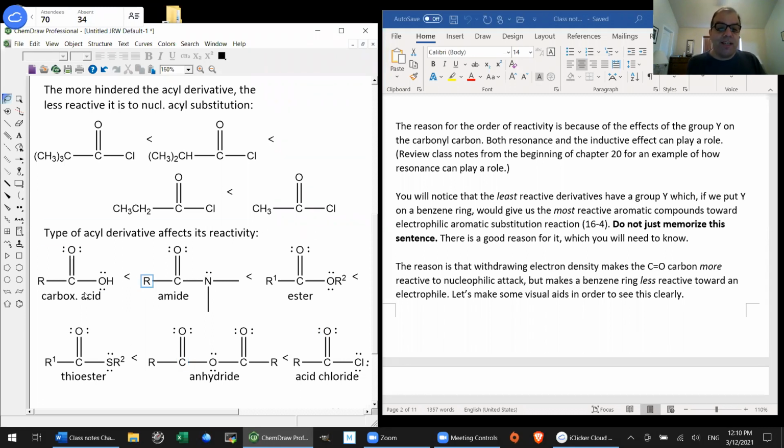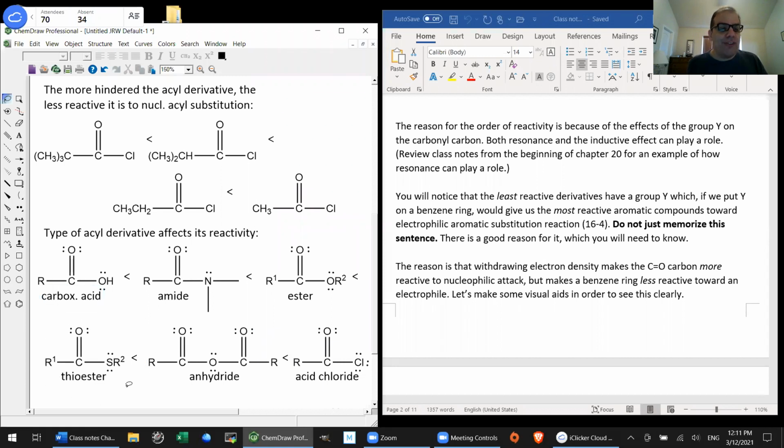But when all is said and done, I think you'll find that other things being equal, so again, assuming we're treating with the same nucleophile, assuming that these R groups are at least somewhat close to being the same, it's not fair making one really huge and one really small, but assuming all other things are equal, then I think you'll find that carboxylic acids are the least reactive acyl derivative, followed by amides, followed by esters. And thioesters are a strange one.